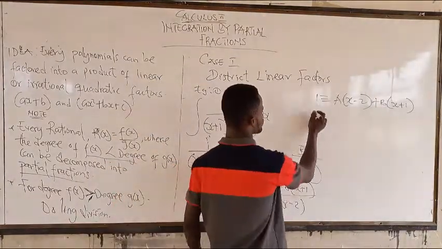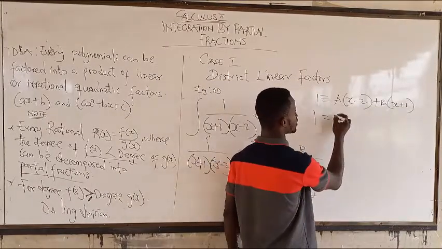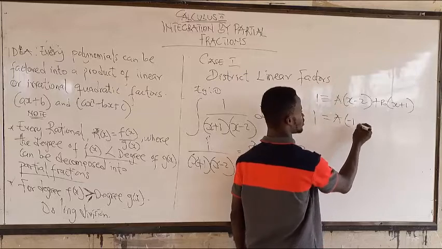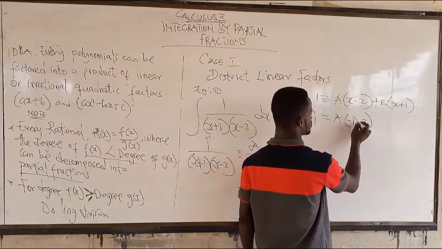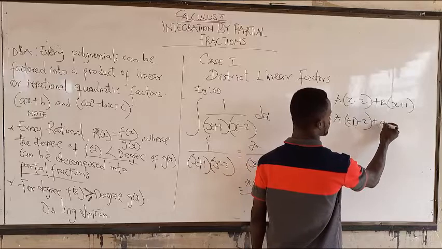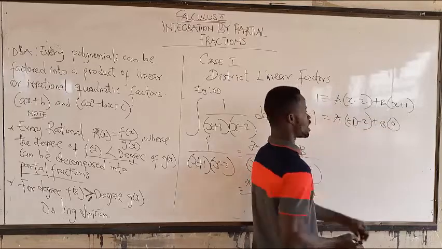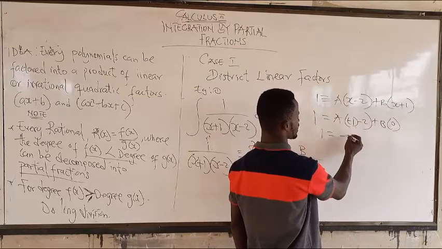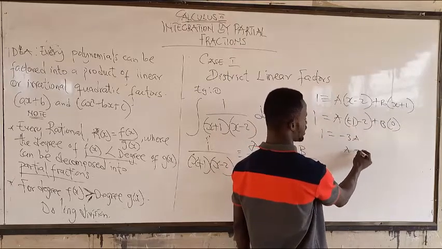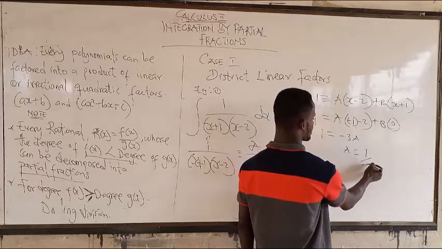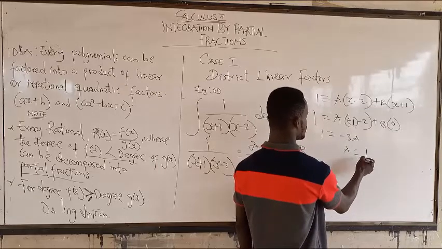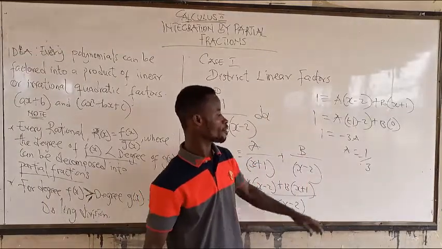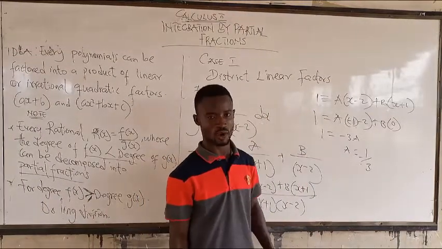So here we get 1 is equal to A times -3, and since this is 0, everything else will go. So 1 is equal to -3A. So A is equal to 1 over negative 3, or negative 1 over 3. They are all the same. So that is what we get for A.